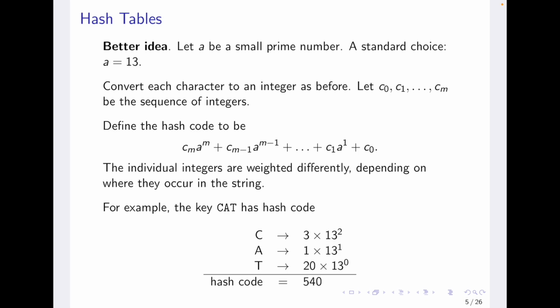So what are we actually doing? We're going to start with a small prime number. Why is it a prime number? Why are prime numbers going to keep showing up in this course? I'll talk more about it later. It has to do with divisibility rules. So let A be a small prime number. 13 is a good choice. Convert each character to an integer like before, and then calculate this whole thing.